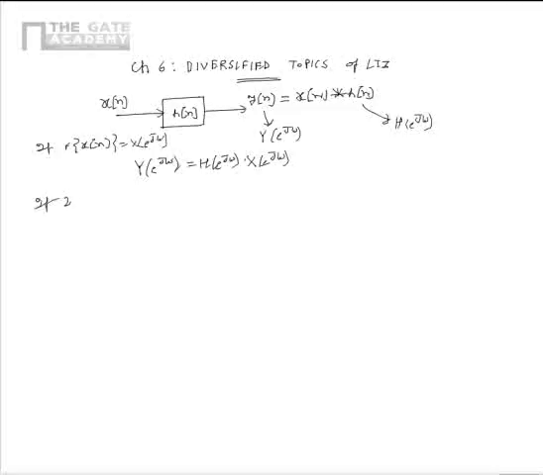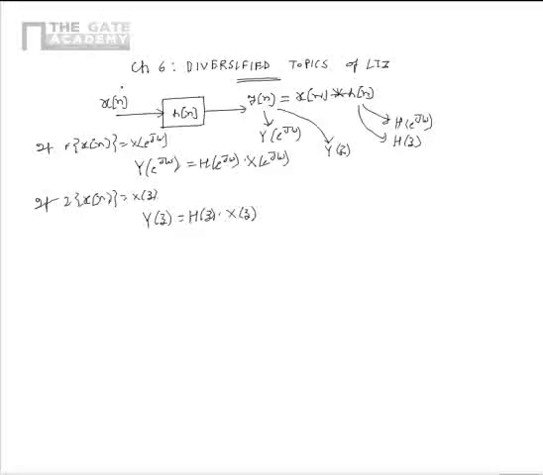Similarly, if z transform of x of n is equal to X of z, and z transform of h of n is equal to H of z, and z transform of y of n is equal to Y of z, then Y of z can be written as H of z multiplied by X of z.